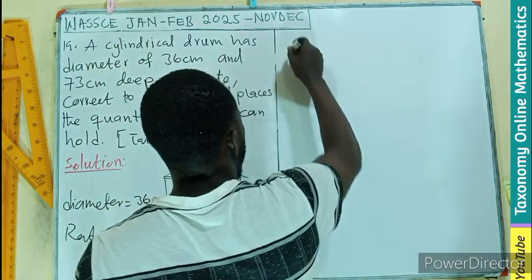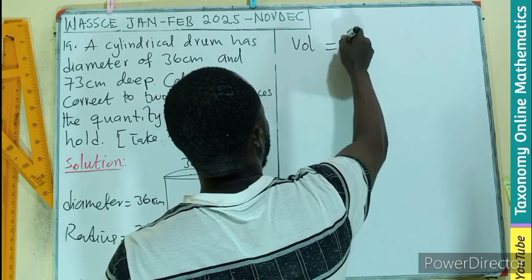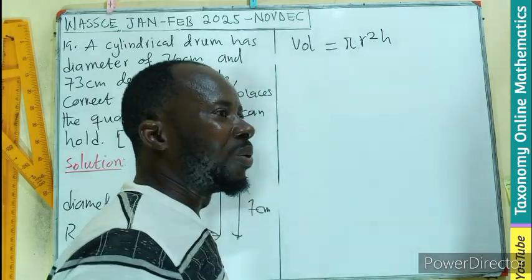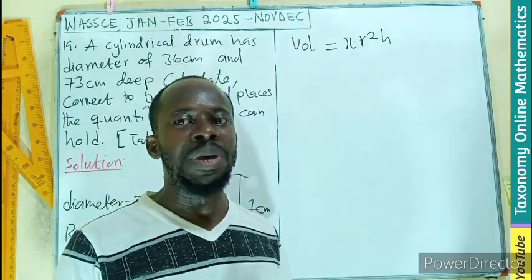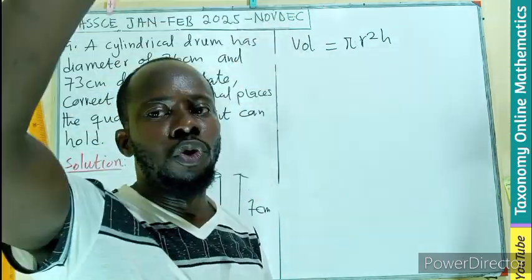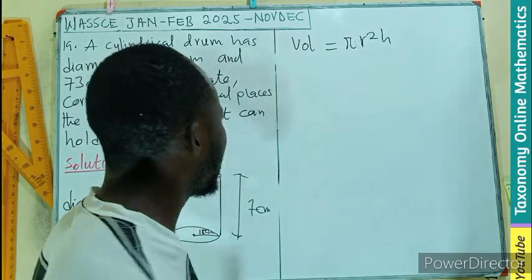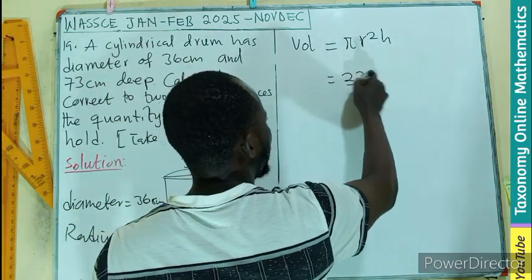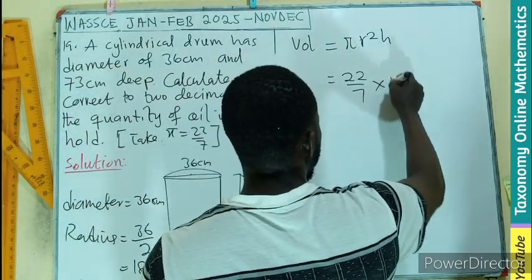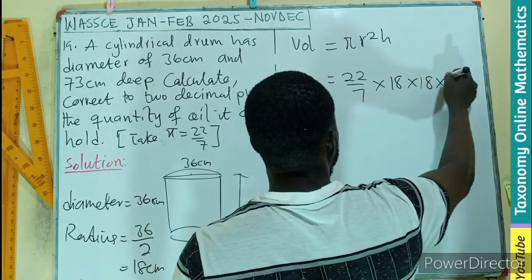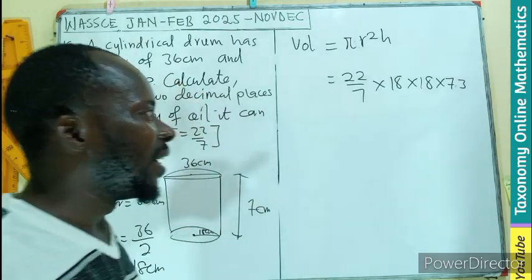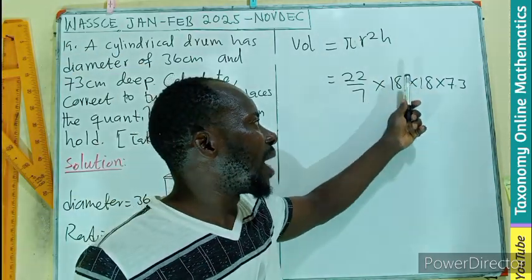We know capacity or volume is just pi r square h, or better still, the area of the cross section, which is the base, times the height. The area of the base and how tall it is, that describes the volume it can contain. So by substitution, we can see that 22/7 is representing the pi. Then the radius in this case will be 18 square, or 18 times 18. Then we have multiplied by height, which is 73. This is centimeter times centimeter times centimeter.